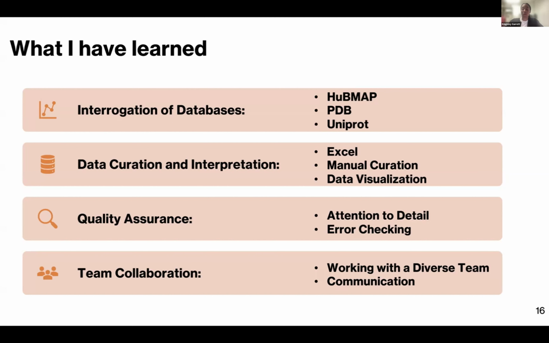And then of course, quality assurance. It was very important to have thoroughness and precision every step of my research process, as well as checking for the integrity of my data and making sure it was accurate. And then finally, being able to work with such a diverse team contributed to my learning process. And of course, communication is always essential to successful collaborative research.